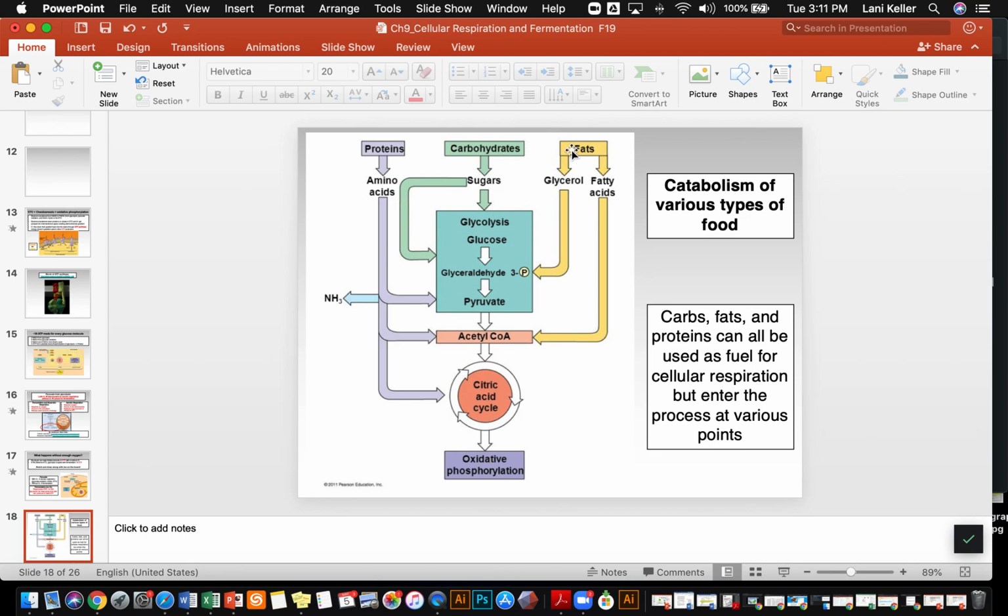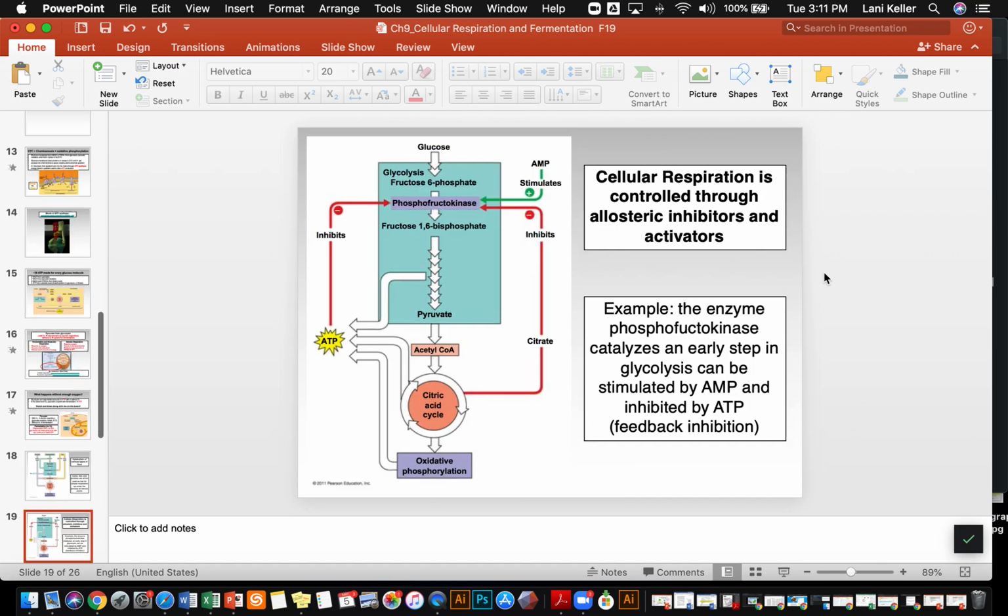Realize that different types of food in your diet feed into this process of cellular respiration in different parts. And cellular respiration is controlled by different inhibitors, allosteric inhibitors and allosteric activators. Remember, allosteric means we are binding away from the active site, meaning we're dealing with enzymes.